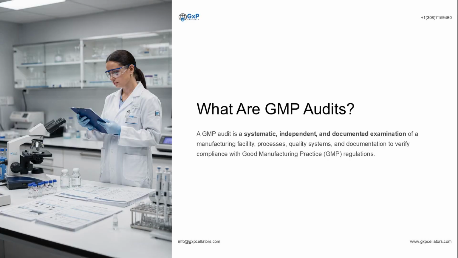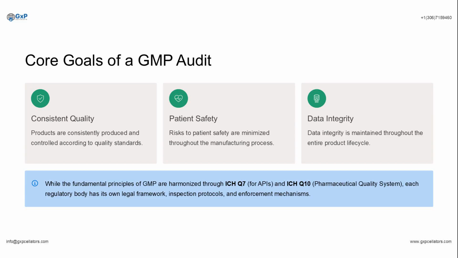GMP audits are systematic, independent examinations of manufacturing facilities, processes, and documentation. They verify compliance with good manufacturing practice regulations, ensuring quality and safety in production. The core goals of a GMP audit include ensuring consistent product quality, minimizing patient safety risks, and maintaining data integrity. While GMP principles are harmonized through ICH guidelines, each regulatory body has its own framework and enforcement mechanisms.